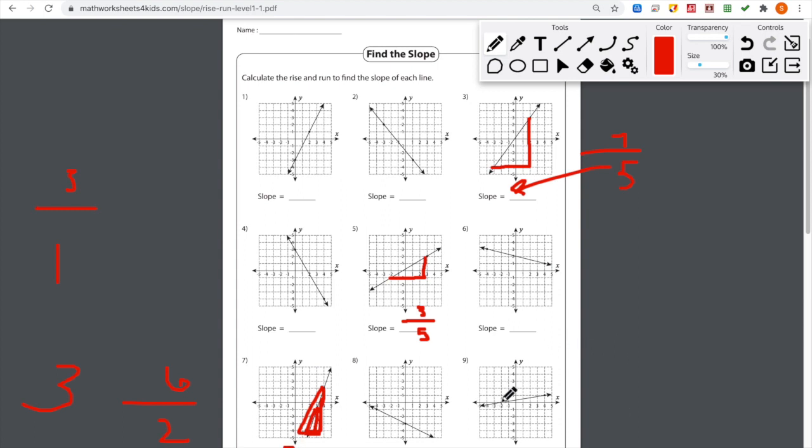And lastly, we're going to do this one. Our rise is just going to be 1, and our run is going to be 1, 2, 3, 4, 5, 6. So 1 over 6. And so that's what we're going to be doing for these problems. We're just finding the slope.